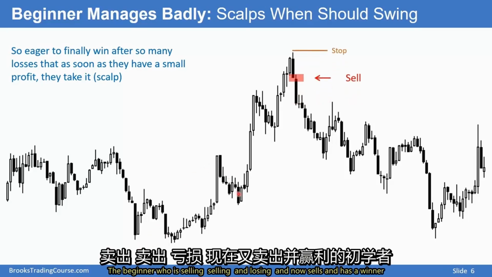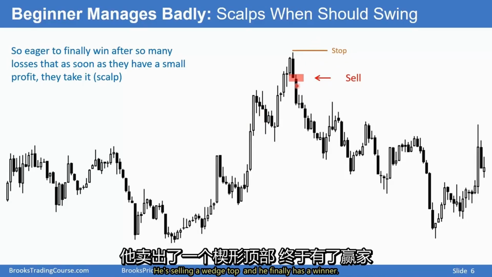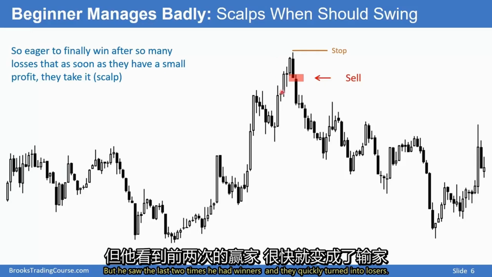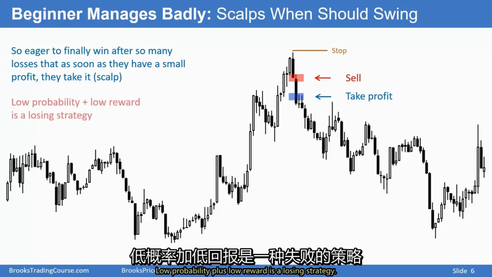The beginner who is selling, and losing, and now sells and has a winner, he's really excited. He's selling a wedge top, and he finally has a winner. But he saw the last 2 times he had winners, and they quickly turned into losers. He sold here, he had a winner, it quickly turned into a loser. The beginner takes his profit right here. He scalps out. He's so afraid to lose.